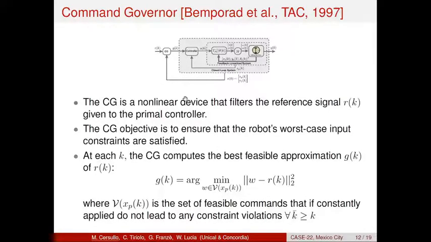Now I will do a brief introduction on the command governor. The command governor is a nonlinear device that filters the reference signal RK that is given to the primal controller. And the command governor objective is to ensure that the robot's worst-case input constraints are satisfied. At each time k, the command governor computes the best feasible approximation GDK of the reference value. Here, V represents the set of feasible commands that, if constantly applied, do not lead to any constraint violation.